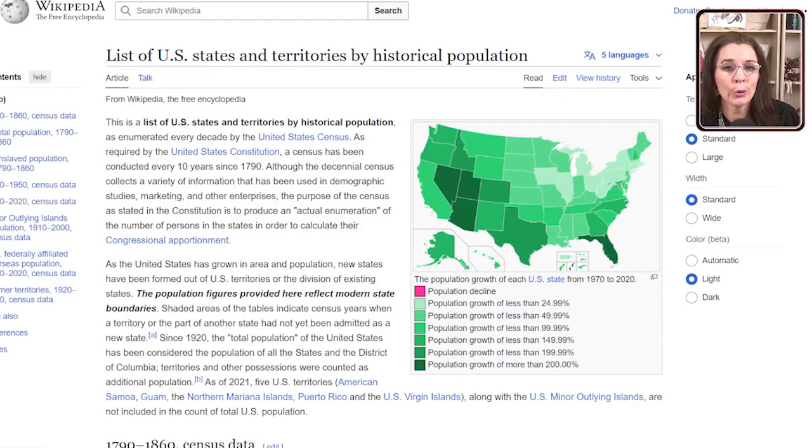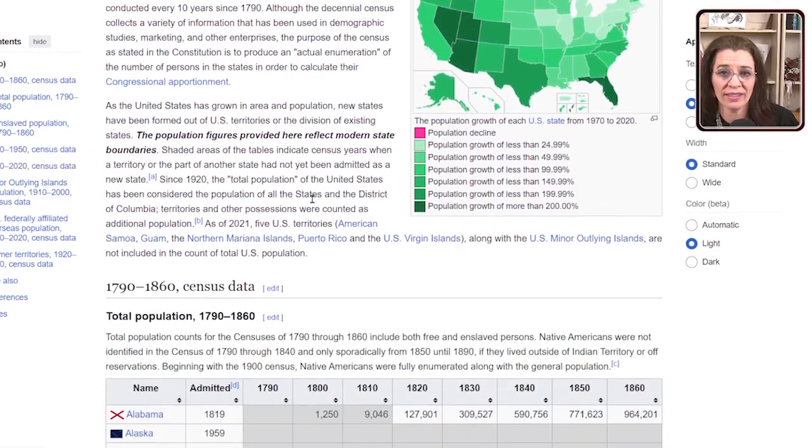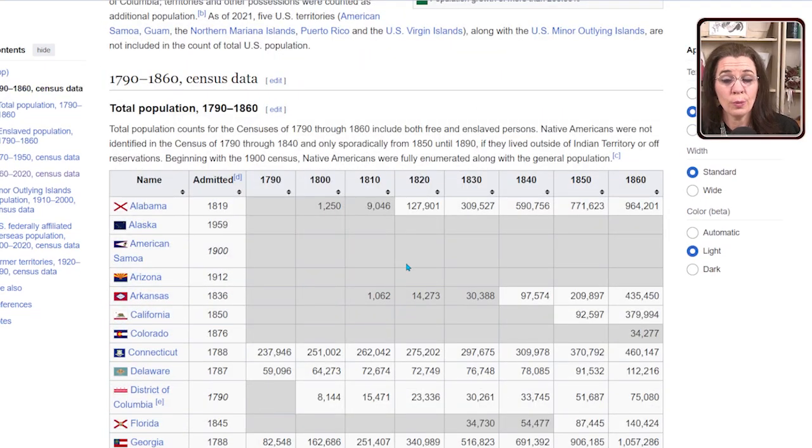I found a cool webpage on Wikipedia that compares populations by state. This webpage will tell you the census population data by decade beginning in 1790. One thing I really like to call your attention to is this column about admitted. When was that state or territory admitted into the United States?